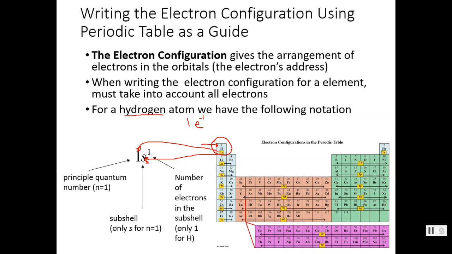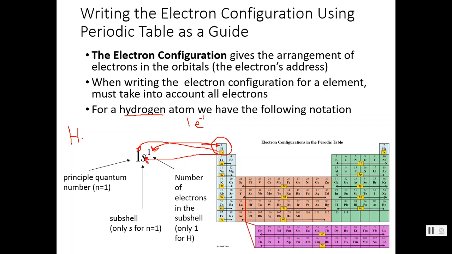And in that 1s orbital, I am going to place 1 electron. I note that fact that I'm placing 1 electron in this 1s orbital by putting a superscript. So 1s1, that is the electron configuration for hydrogen. That tells me that for a hydrogen atom, I have 1 electron in a 1s orbital.